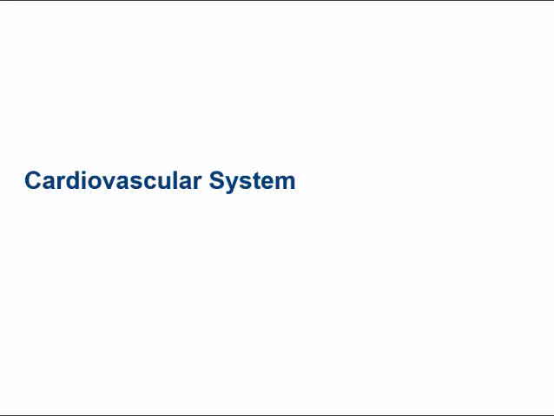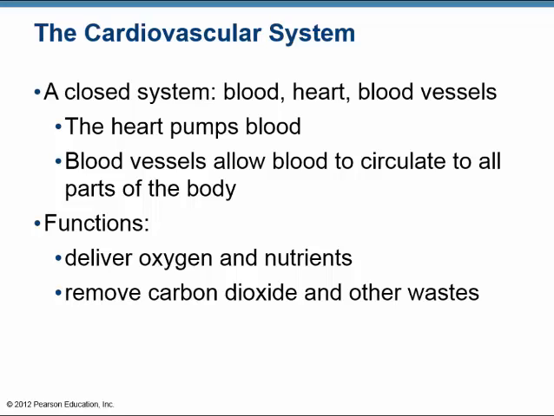This is a review of the cardiovascular system. We'll start with an overview of the system. The cardiovascular system in humans is a closed system, meaning that the blood is contained always within vessels and the heart. So the cardiovascular system consists of the blood, the heart, and the blood vessels.